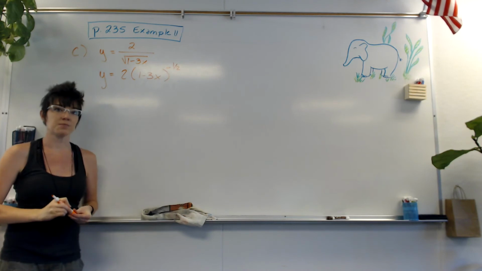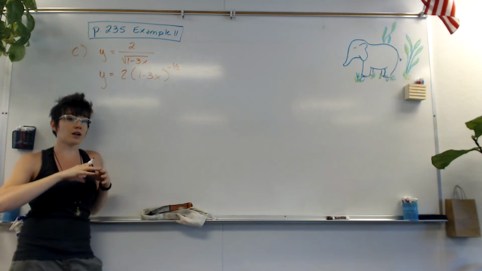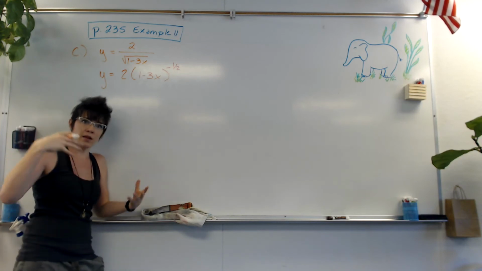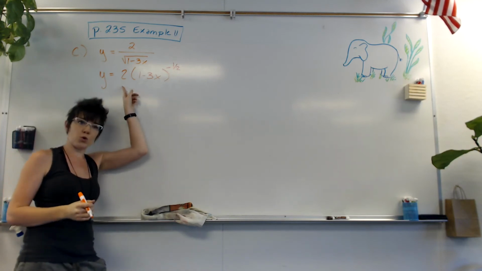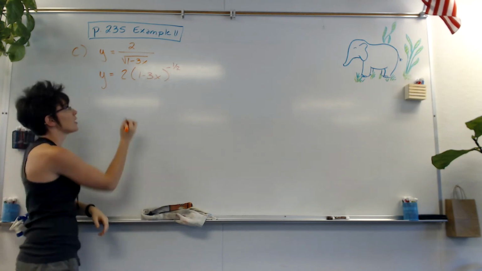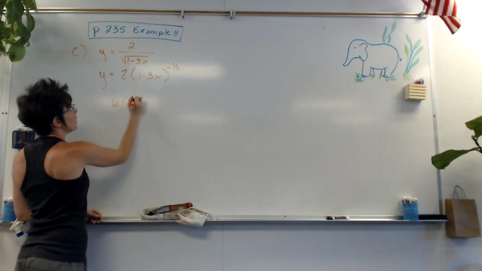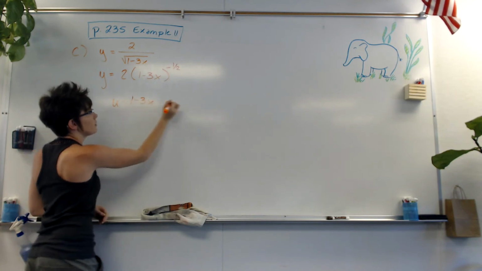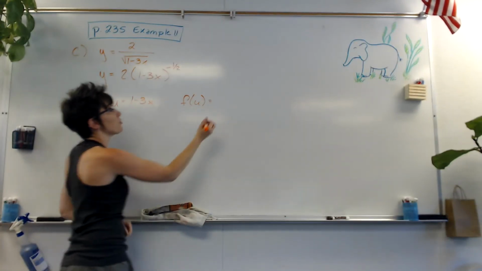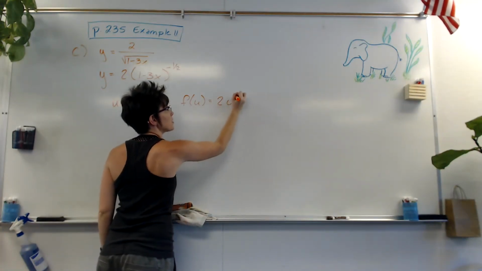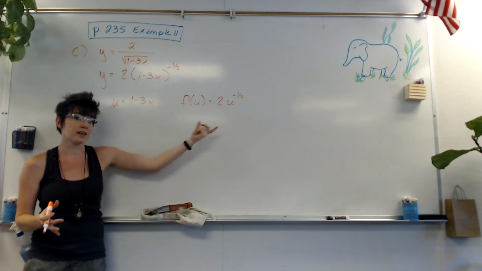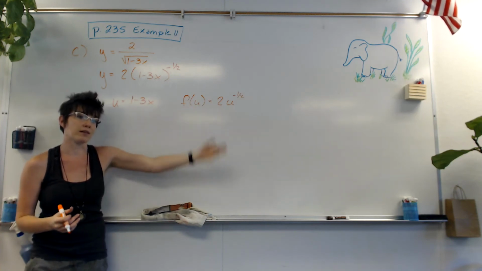There she is. Okay, so now I'm going to start looking at inner structure and outer structure. And right now there might be some of you who are like, there's a 2. What is this 2 on the outside? Well, friends, it just becomes part of the outer structure. Check it out. Inner, which is u, is 1 minus 3x. f of u is just 2u to the negative 1/2 power. So those coefficients are very well behaved. They stay on the outside over here and become part of that outer structure.